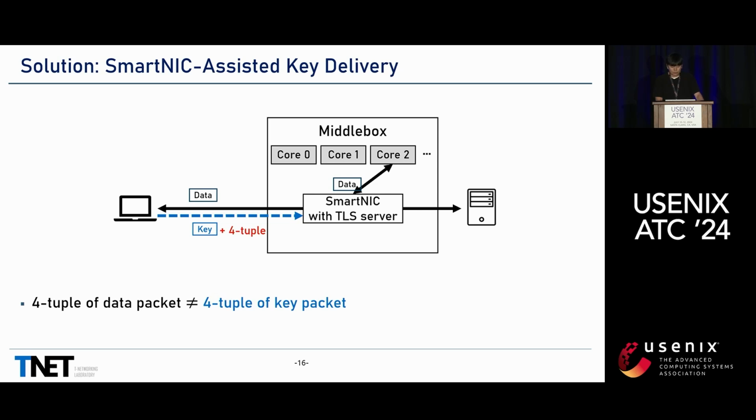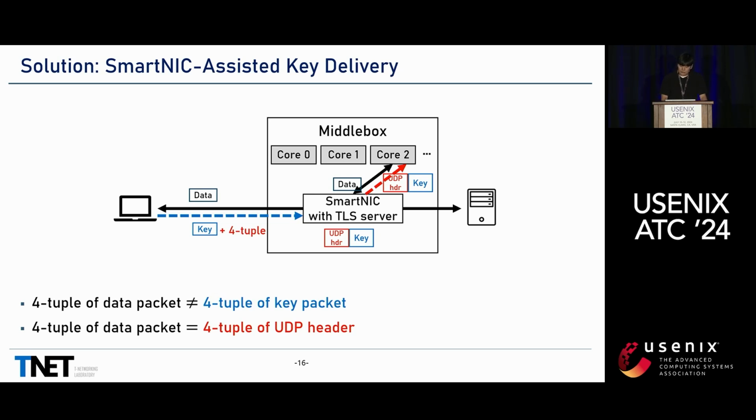Then the SmartNIC forwards the key packet to the host with a custom UDP header filled with the 4 tuple of the end-to-end TLS session. By doing so, now the 4 tuple of the key packet is the same as the 4 tuple of the data packet. And finally, the RSS will steer the keys to the responsible core. Using this technique, mmTLS scalably utilizes multi-cores without any additional overhead.